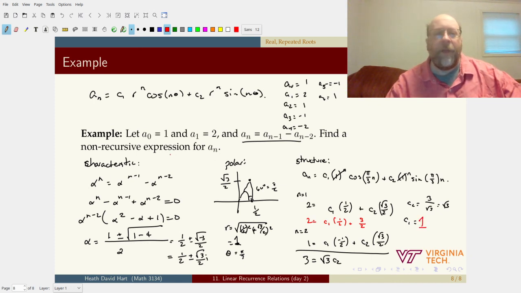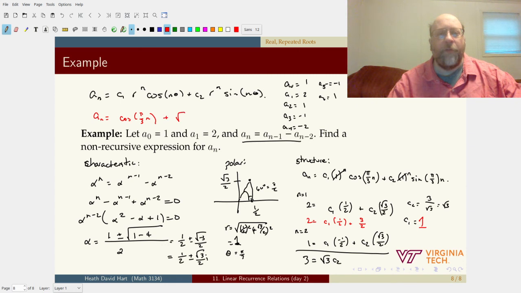And so my final answer is that a sub n is equal to 1 times cosine of pi over 3 n, and then plus c2, which is square root of 3, times the sine of pi over 3 n.